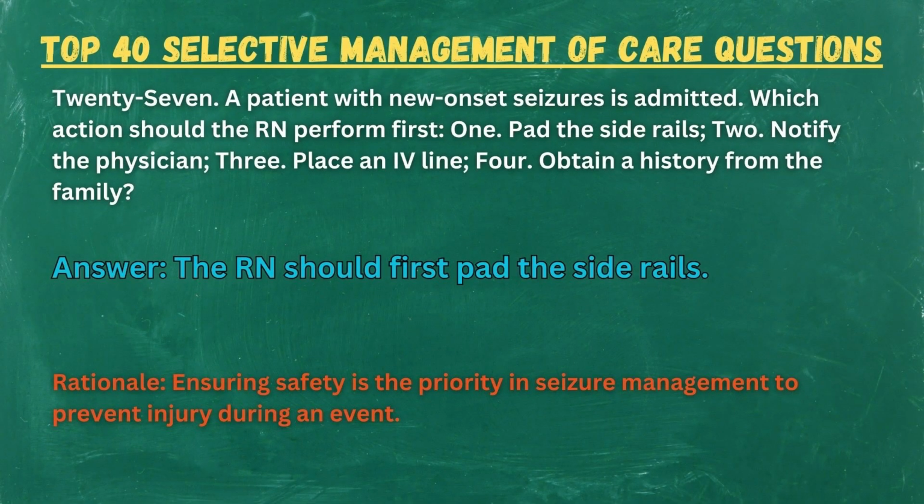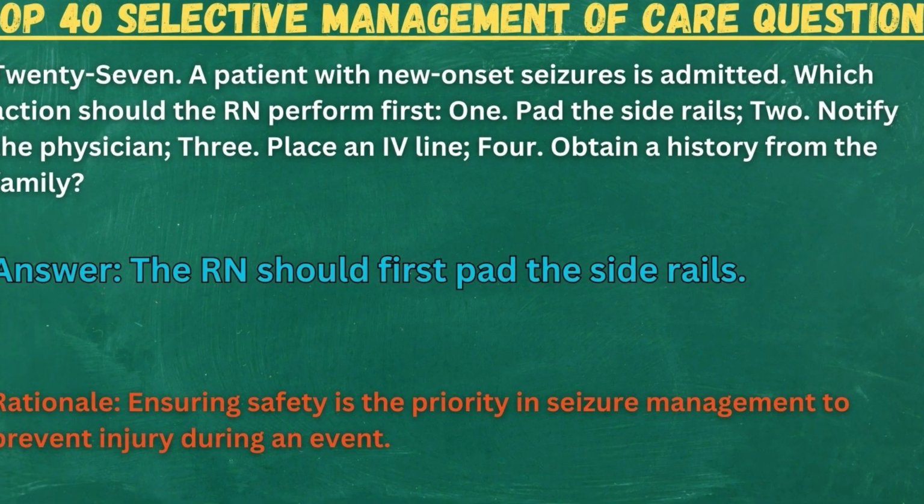27. A patient with new-onset seizures is admitted. Which action should the RN perform first? 1. Pad the side rails. 2. Notify the physician. 3. Place in 4-line. 4. Obtain a history from the family? Answer: The RN should first pad the side rails. Rationale: Ensuring safety is the priority in seizure management to prevent injury during an event.